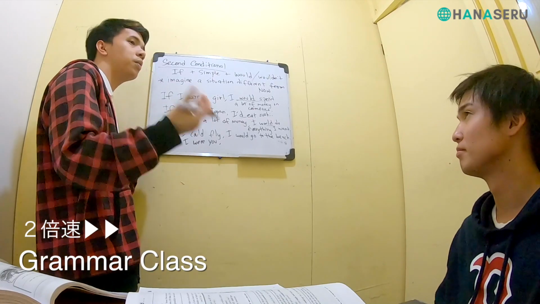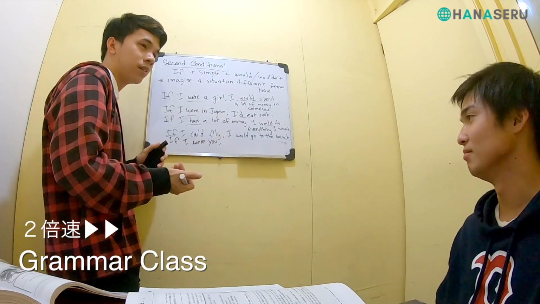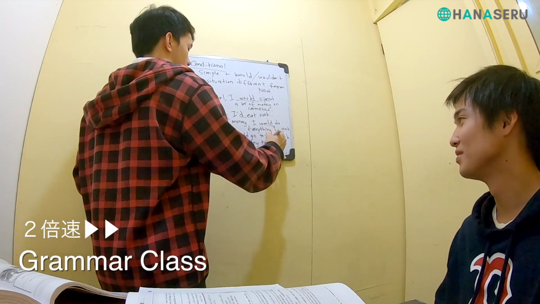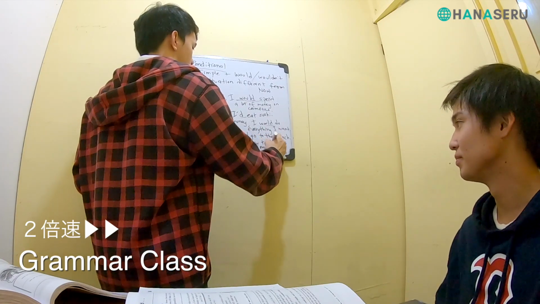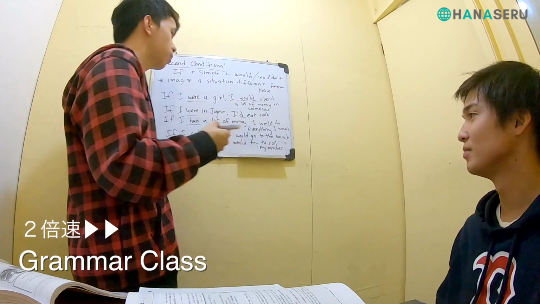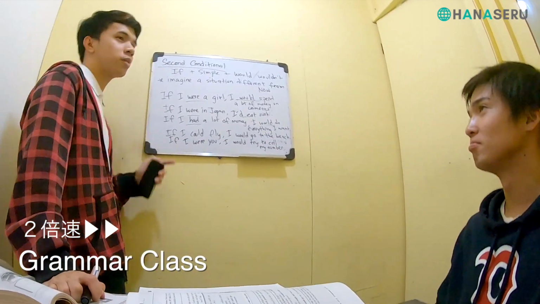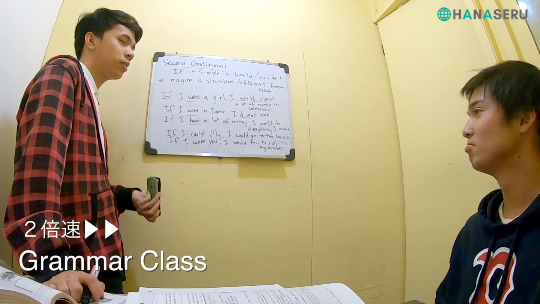Okay? Like when we imagine ourselves in somebody else's situation. You lost your phone. If I were you, I would try to call it. Call my number. You are a YouTuber. If I were you, I would try to promote some products. Yeah, that way maybe you'll get more sponsorship, something like that.